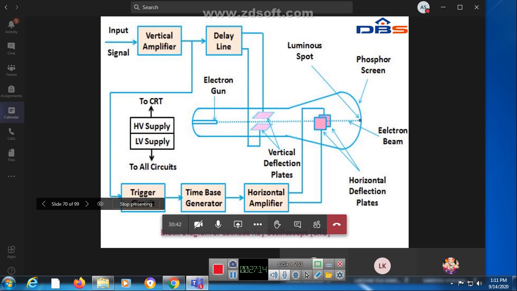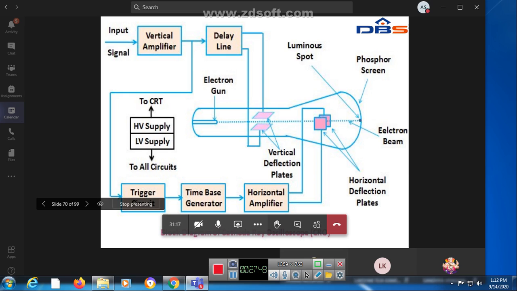See here, the horizontal plates are working through a trigger circuit, time base generator, and horizontal amplifier. Here you give the signal to the vertical amplifier through the vertical plates, and to the horizontal amplifier through the horizontal plates. The electron beam comes, and the signal moves up and down, to and fro, and finally you display it here.